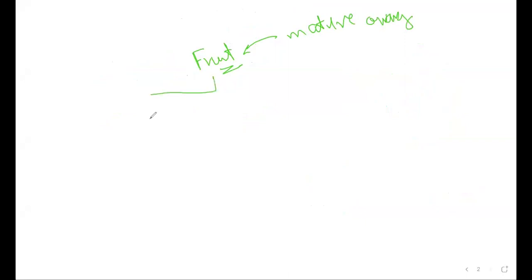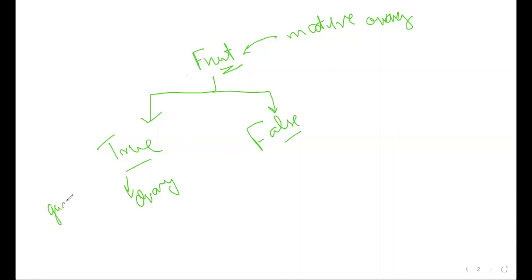Now the fruit is further divided into two types. On one side, we talk about a true fruit; on the other side, a false fruit. What is a true fruit? If the fruit is developed totally from the ovary part, for example guava, and I think they gave an example of mango too. These are examples of a true fruit because that fruit is coming from a mature ovary. The ovule has been fertilized, the ovary has matured, and now it is forming the fruit.